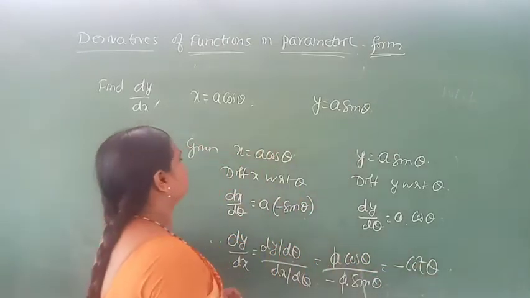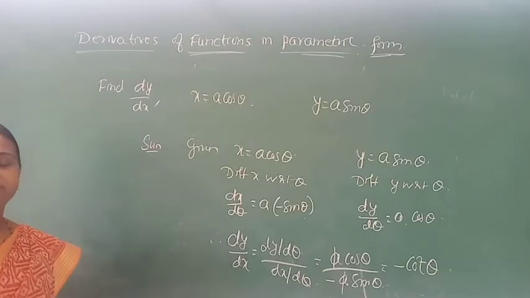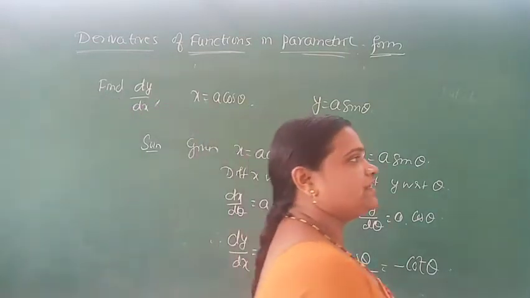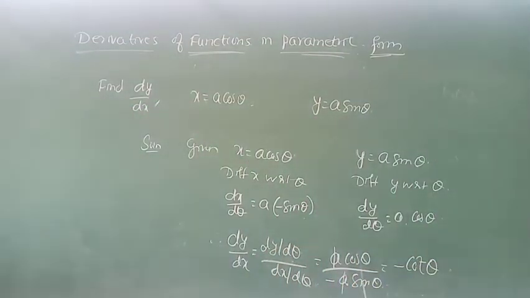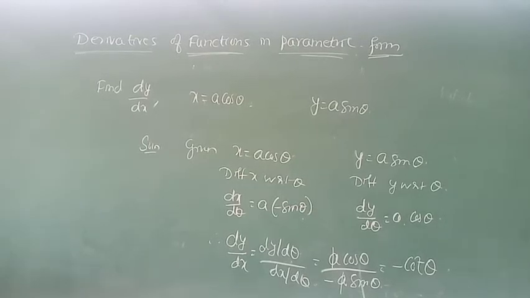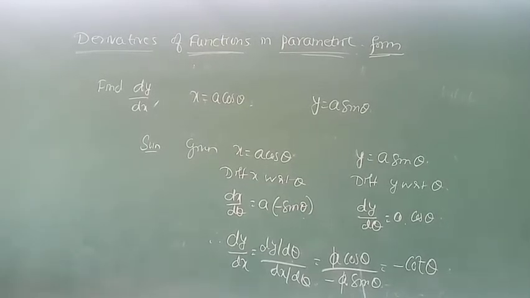Therefore, dy by dx, we get the answer: minus cot theta. This means another parameter forms, that is, the answer is in terms of theta. See, even though the function is y in terms of x, we get the answer in the form of a parameter, that is cot theta.